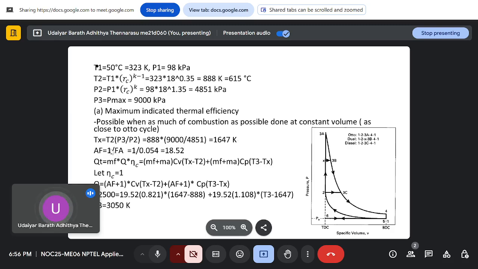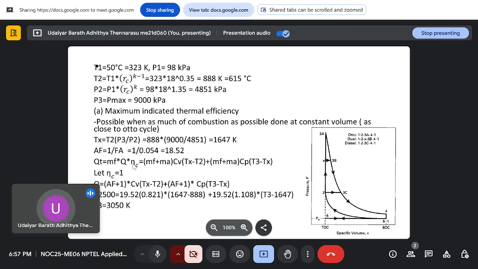Similarly, the air fuel ratio will be 18.52, and substituting in this expression, the total Q is mass of fuel into Q into combustion efficiency, equals mass of fuel plus mass of air into Cv into Tx minus T2 for constant volume heat addition, and then mass of fuel plus mass of air into Cp into T3 minus Tx is the constant pressure heat addition in the dual cycle.